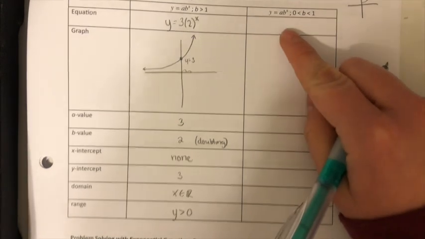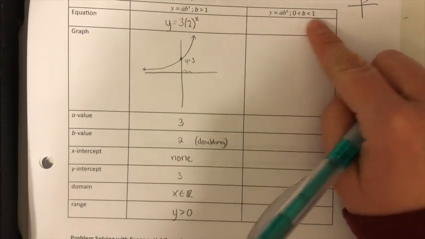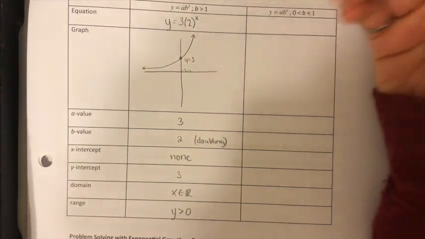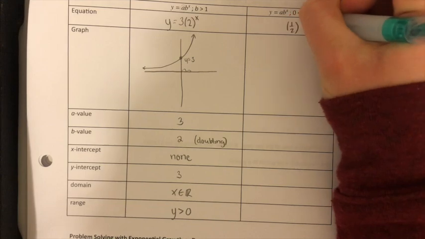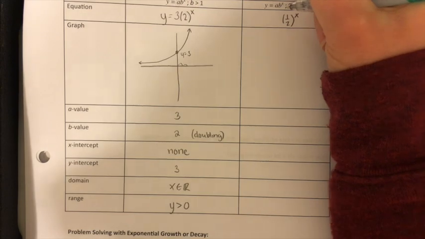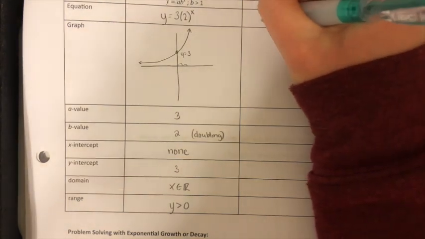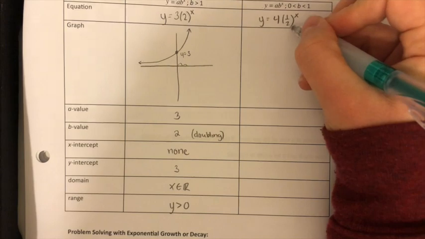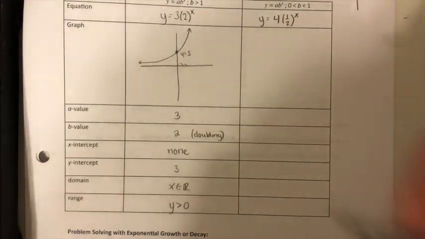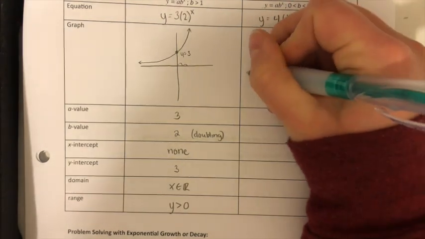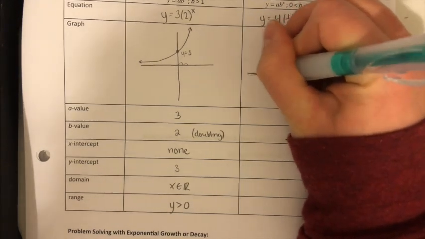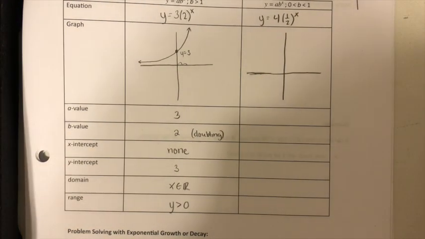If we want to do a decay function, we're going to choose a b value between 0 and 1. Okay, so we talked about how every time if we multiply by 2, it's like a doubling. If I make my b value 1/2 and I put my x on that guy, and let's just say my a value is 4, that means every time we go up an x, every time we go one to the right on this graph, my y value is going to be multiplied by 1/2, which is the same thing as dividing by 2. So this one basically is going to be half of what it was every time.